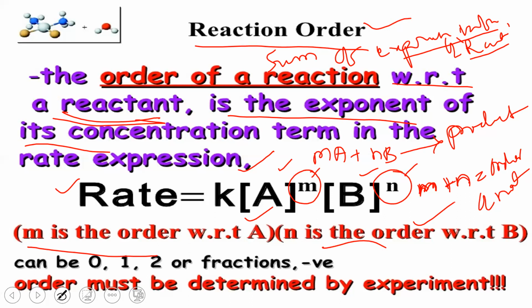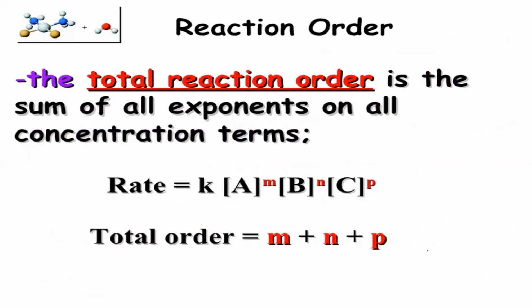Also, the order of the reaction is not only in whole numbers like 1, 2, 3. It can also be 0, or a fraction, or even negative. So finally we can say that the order must be determined experimentally. Then what information will the order of the reaction give? What is the use of knowing the order of the reaction?